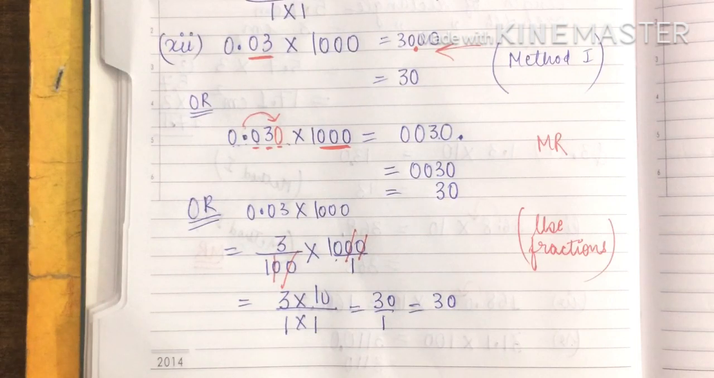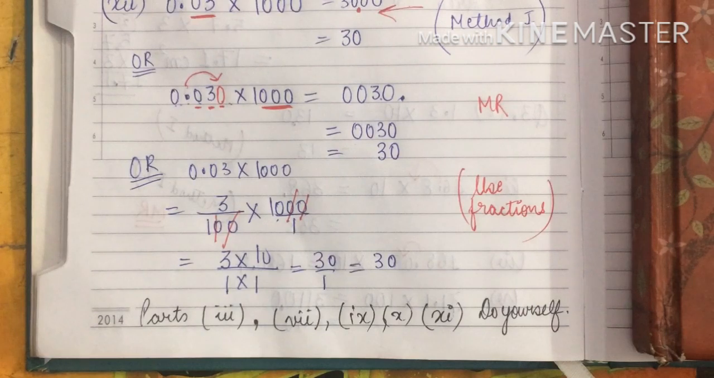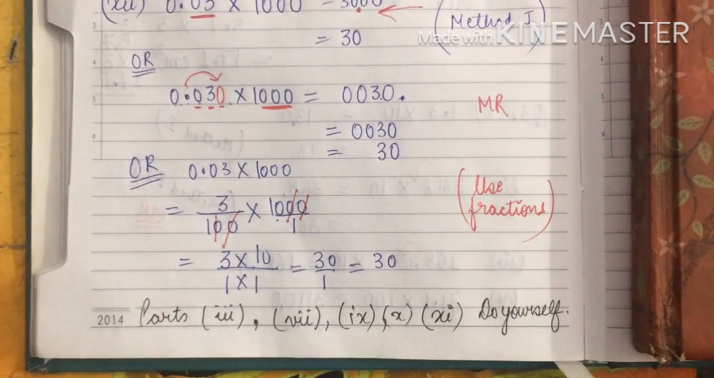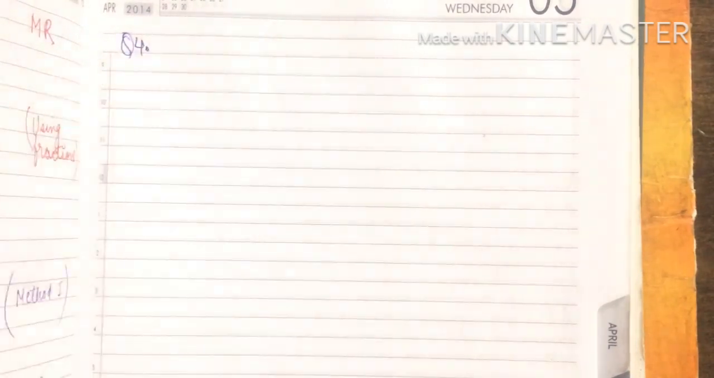So the answer is 30. In exam you have to do with only one method and it will not be specified. You can use any method of your choice. So the homework from question number 3 is parts 3rd, 7th, 9th, 10th and 11th. The next question that we have is question number 4th.